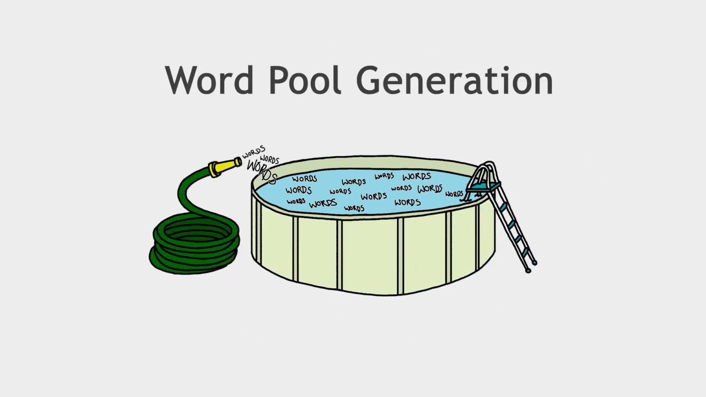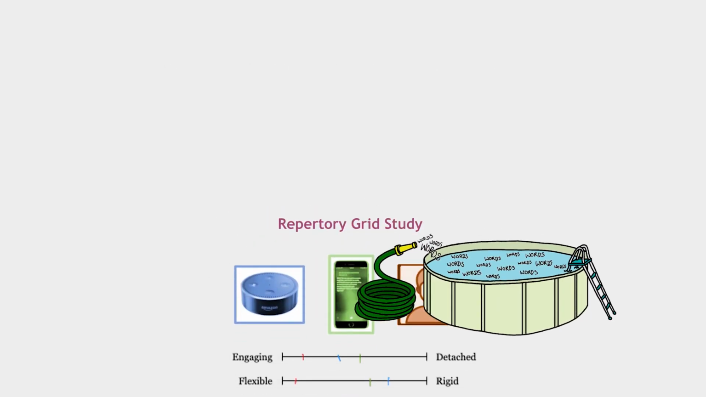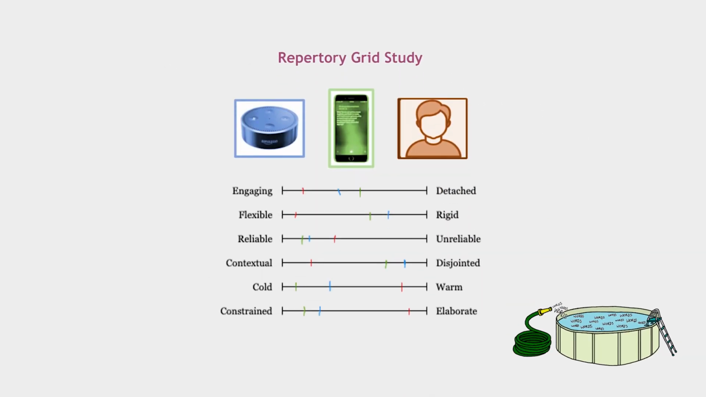Our first step toward answering this question involved collecting a broad range of attributes that might contribute to perceptions of speech agents as communication partners. To do this, we first conducted a repertory grid study involving 21 participants who compared and defined the communicative ability of three different dialogue partners, Alexa, Siri, and a human.